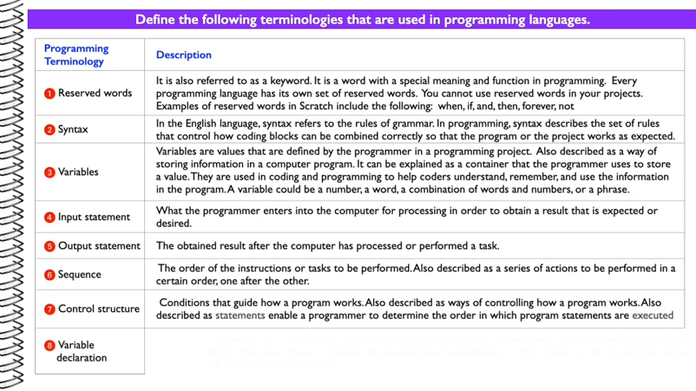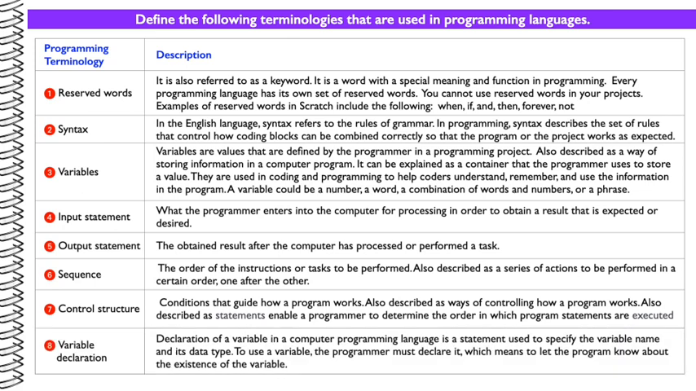8. Variable declaration. Declaration of a variable in a computer programming language is a statement used to specify the variable name and its data type. To use a variable, the programmer must declare it, which means to let the program know about the existence of the variable.